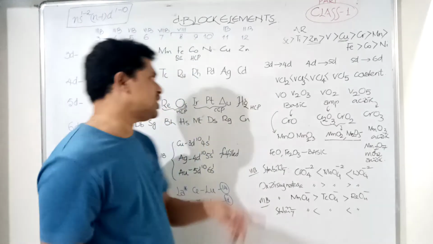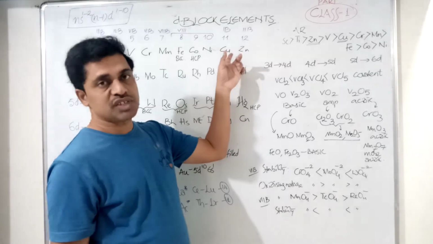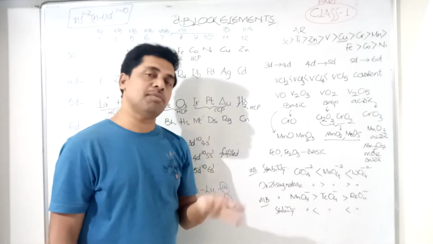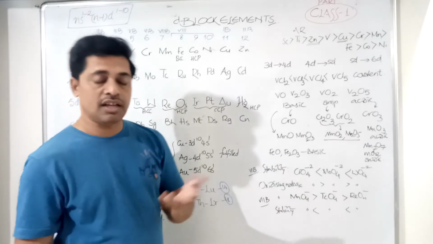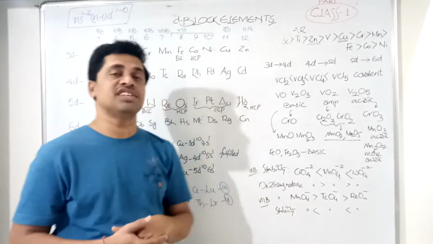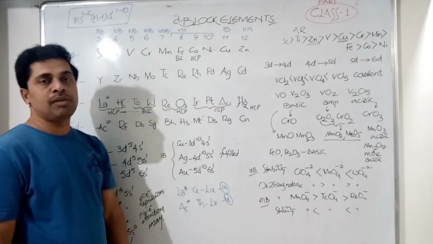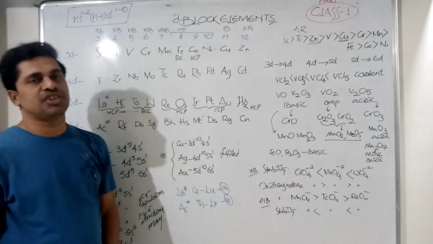Now for example, you see copper. Copper is 4s1 3d10, a d10 configuration. But copper's stable oxidation state configuration is copper plus 2, 3d9. So there it will be counted in the transition series.